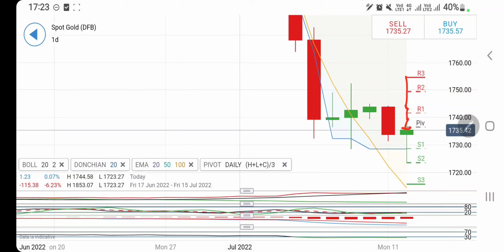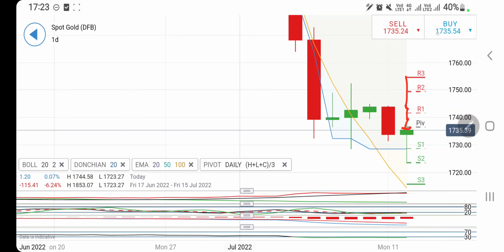Reversal is going to be very bullish, you can say, and above 1740 and specifically 1745 the rise is going to be very fast and it is going to give you a strong breakout. So be watchful of this, take your trades accordingly.